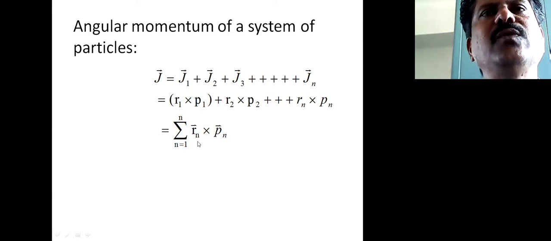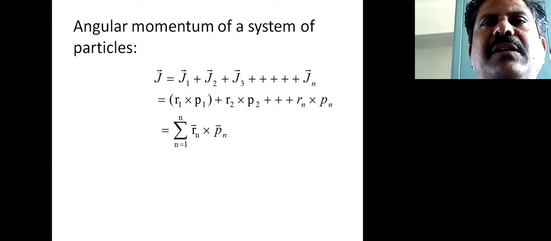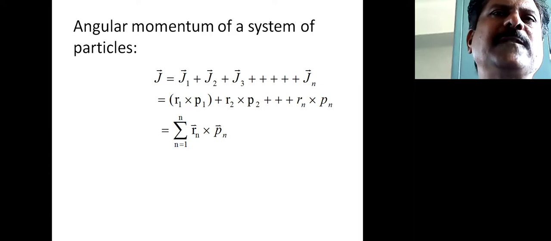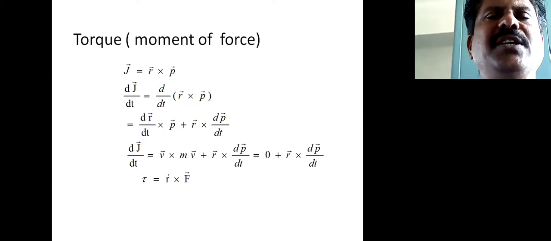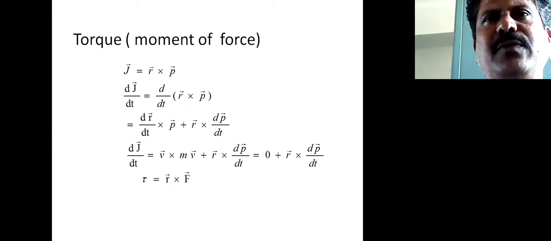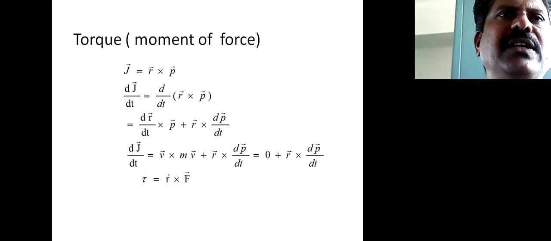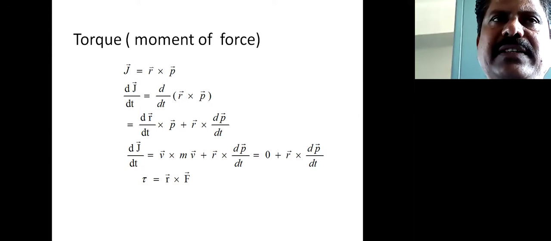This will give you the total angular momentum of the system when that system has n number of particles. So that is about the basic things. If your system has a single particle, two particles, or any n number of particles, you can write the total angular momentum of all the particles.